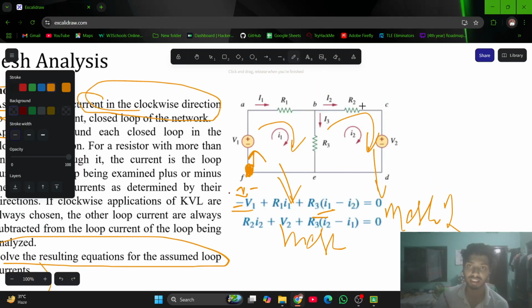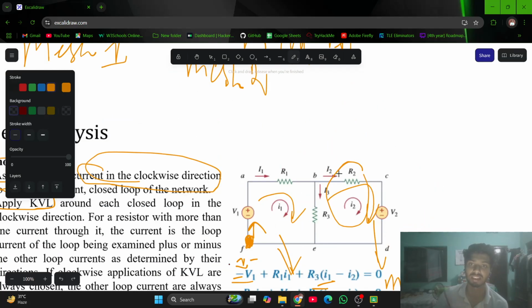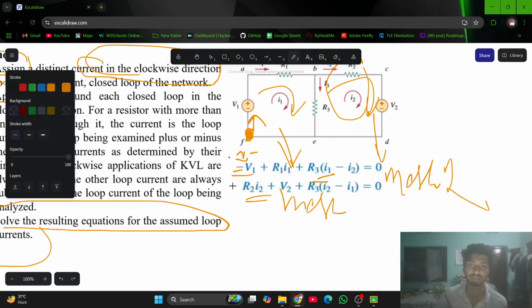And if we are writing down the mesh 2 equation, the main current is I2, and R2 and I2 are the same. That's why here we are writing R2 and I2, and the current is passing through the resistor from the positive side. So we know that if a current is entering a resistor, it is called the positive side. If the current is exiting from a resistor, it is called the negative side. In this case the current is entering from the positive side.